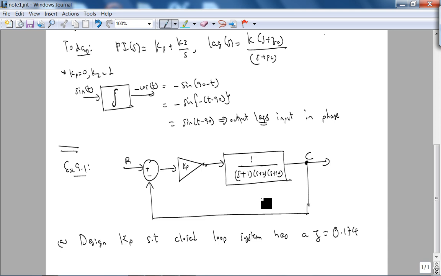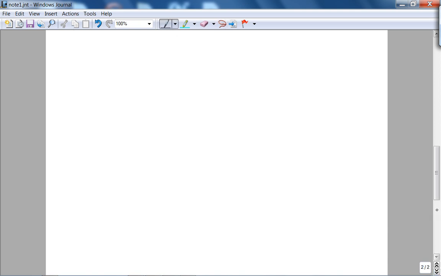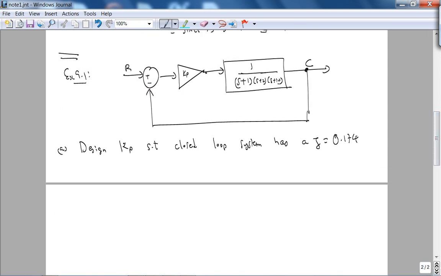But notice that the system is of type 0. So here's a solution. Note that the system is type 0, hence the steady state error due to a step is not equal to 0. So you have a finite steady state error, and we'll fix that later by adding an integral term.